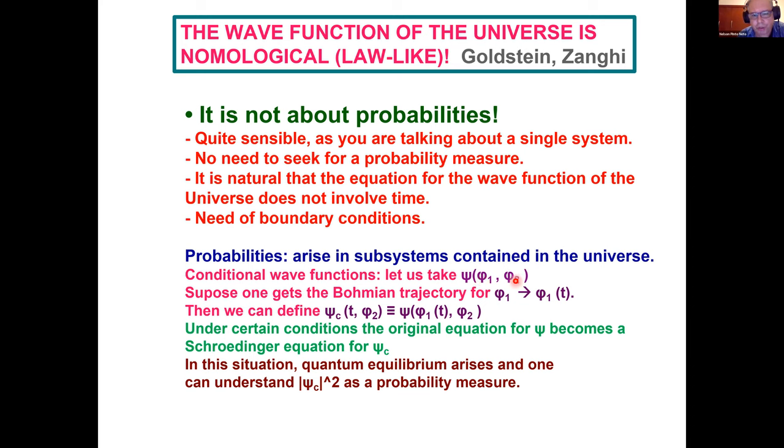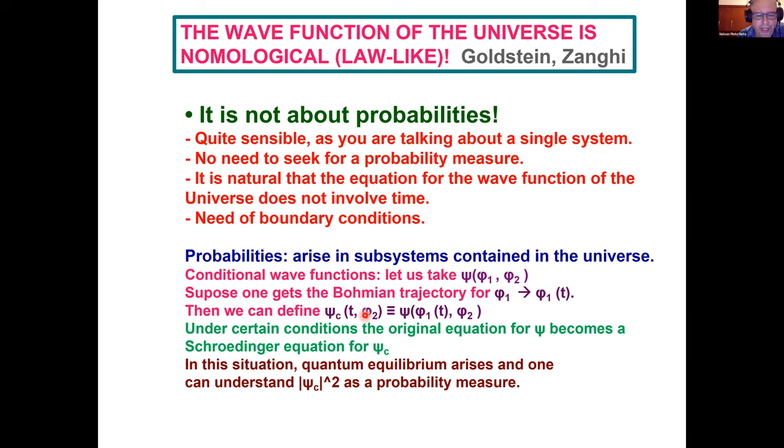Okay? Only two fields, phi one and phi two. And psi is the wave function of the universe for these two fields. Now, suppose one gets the Bohmian vector for phi one, and then we have phi one of t. Now, if you make this substitution here, you have the so-called conditional wave function, which is a function of time and phi two. And this conditional wave function gives everything you can know about phi two, no problem. It gives everything you might know about phi two.